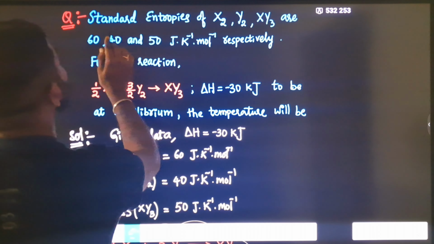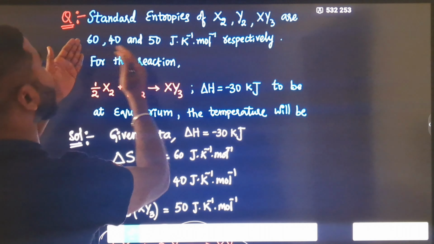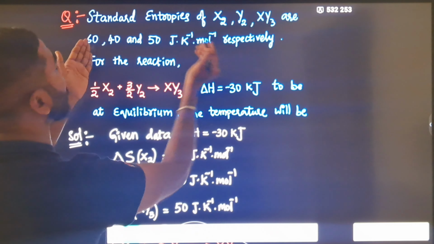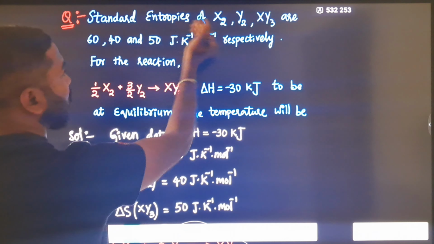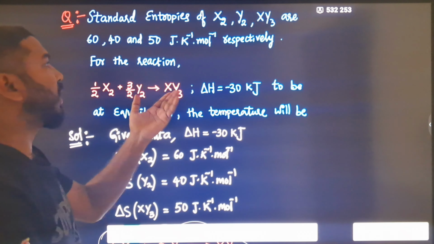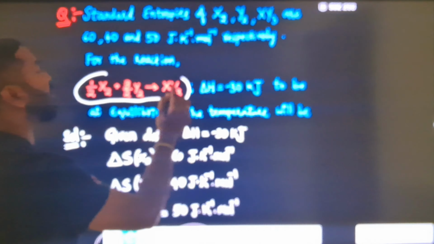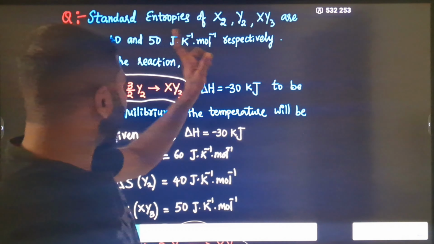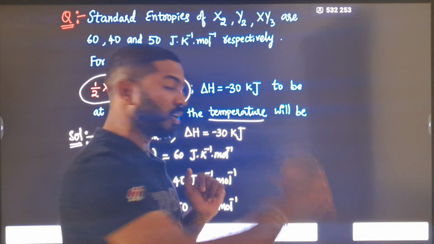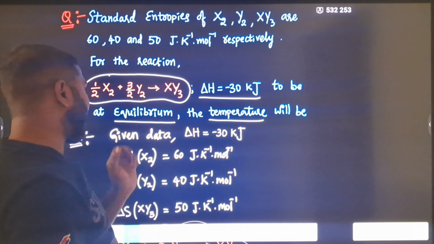They have given standard entropies of X2, Y2 and XY3 as 60 joule Kelvin inverse mole inverse for X2, 40 for Y2, and 50 for XY3, and then they have given a reaction also. By taking the help of this reaction, we need to calculate the temperature. Delta H is also given, and there is a condition also given, equilibrium.